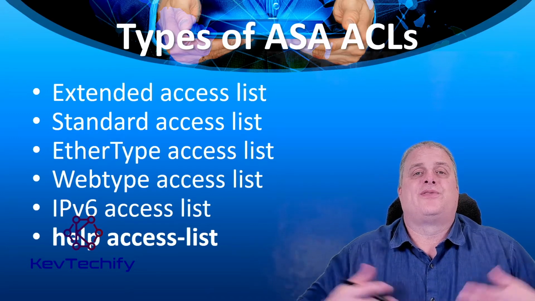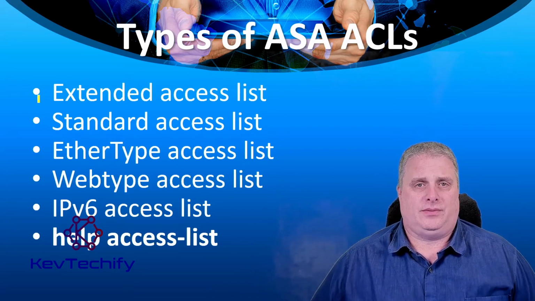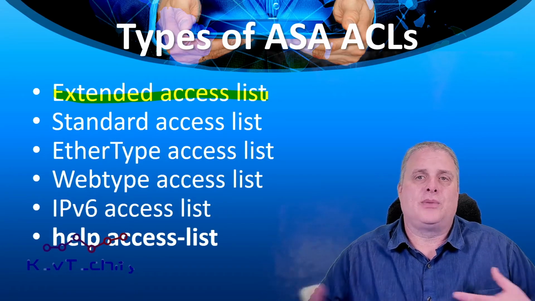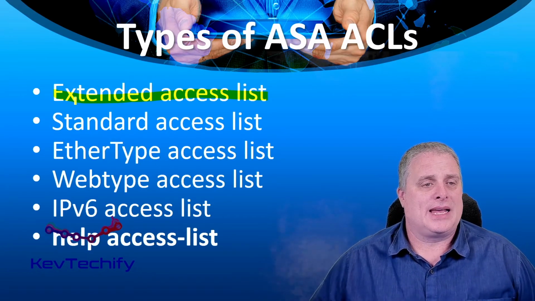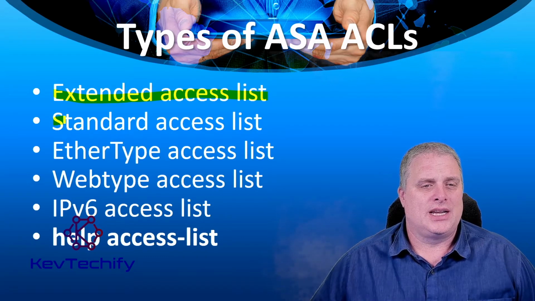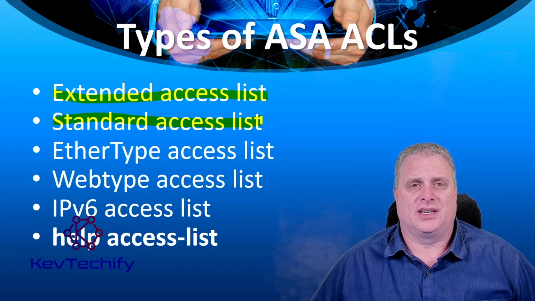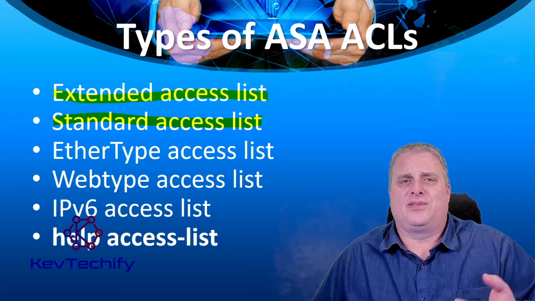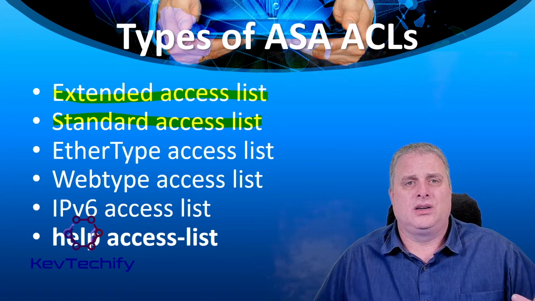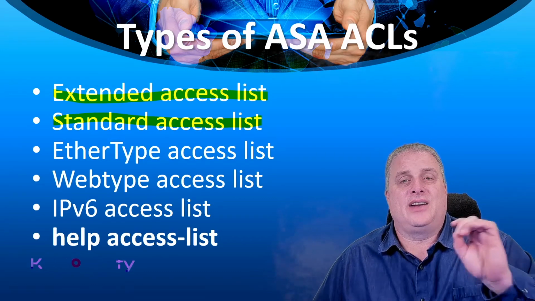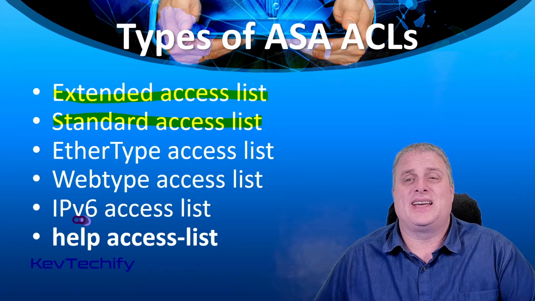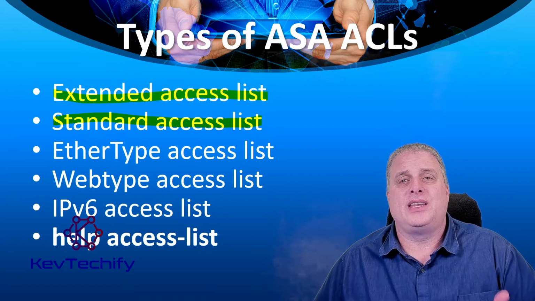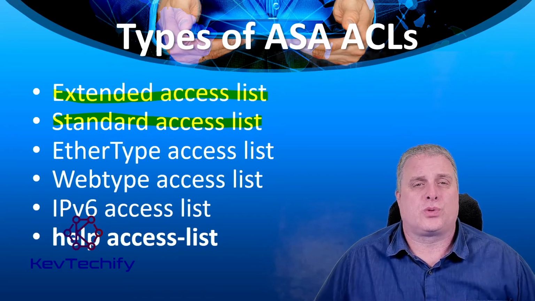The ASA supports 5 types of access control lists. First one is our extended access control list. This is the most common type of ACL. The second one here that the ASA supports is a standard access list. Unlike the IOS, where a standard ACL identifies the source network, the ASA standard ACLs are used to identify the destination IP addresses. Standard access lists cannot be applied to interfaces to control traffic.